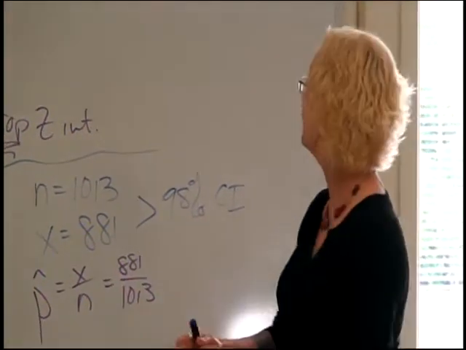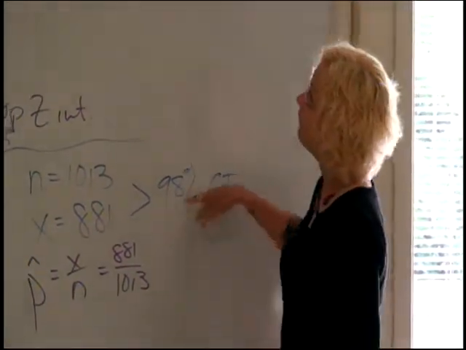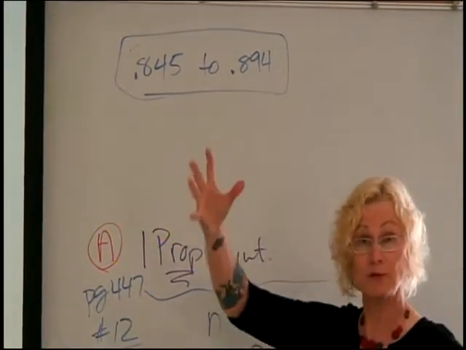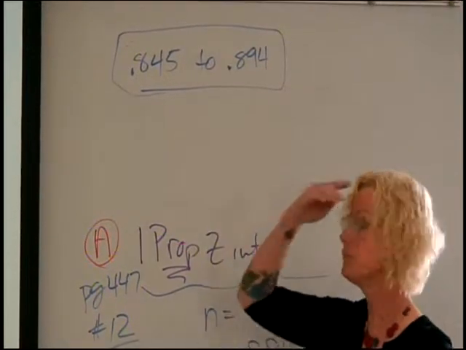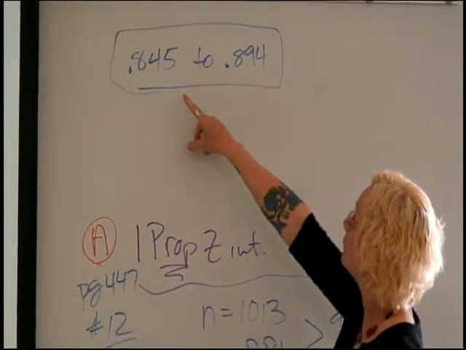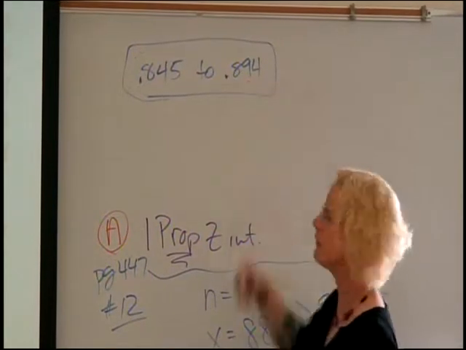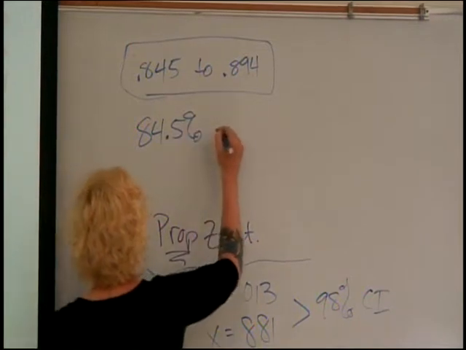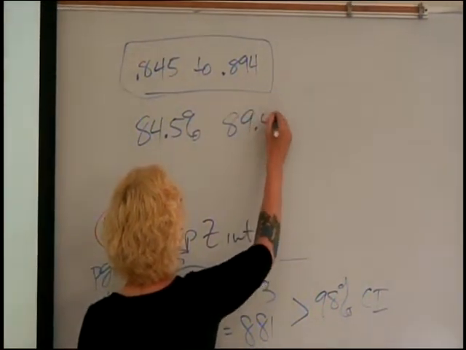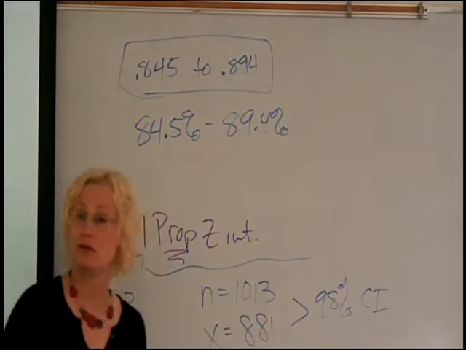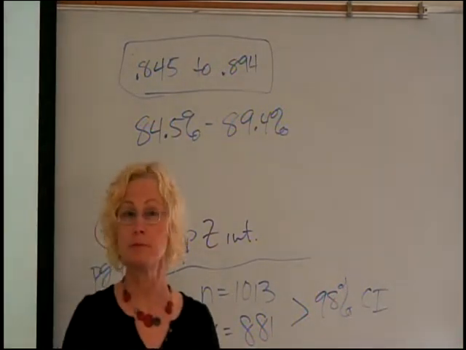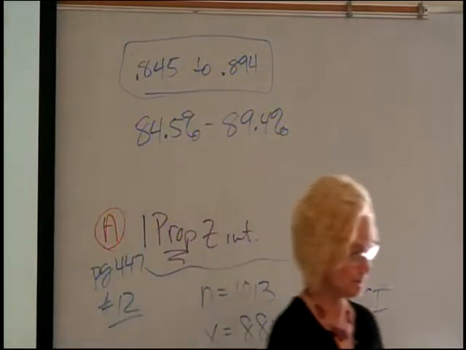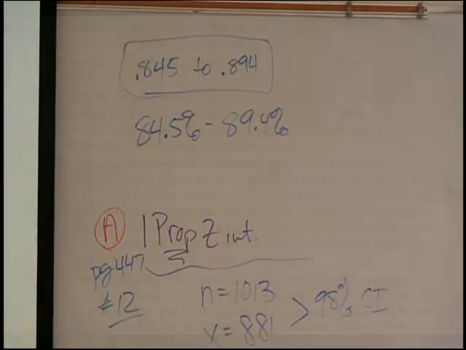Did you hear him? We are 98% confident that the proportion of all adults, because we're making an inference about the population, that's the whole plan, who always wear their seatbelt is between 0.845 and 0.894. If you want to write this as percentages, you're welcome to do that, if it helps it make more sense to you. Same thing, right? We good? Okay. How about the second problem?